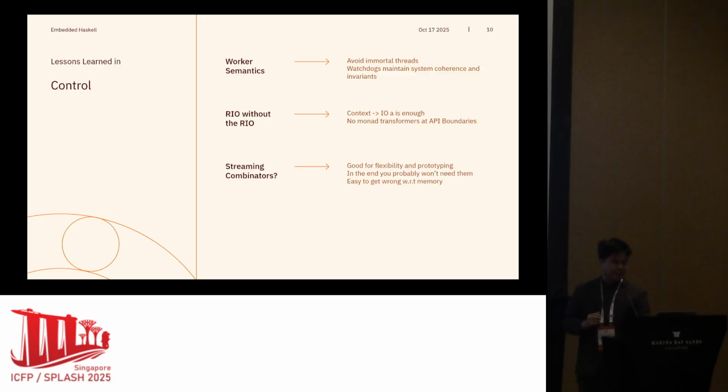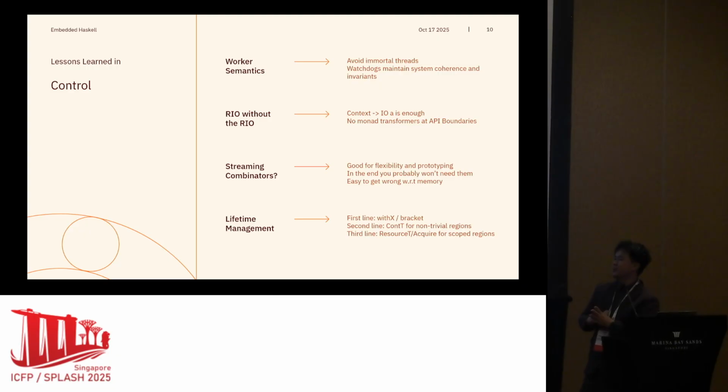Let's see, a little bit of control flow. Workers: we want to avoid immortal threads and maintain system coherence instead. All this is done using STM. We really don't use monad transformers that much. We like just having context passed to IO. It's enough for a lot of things.